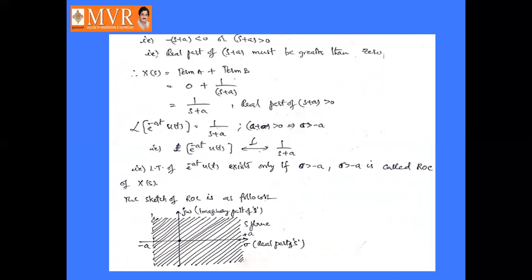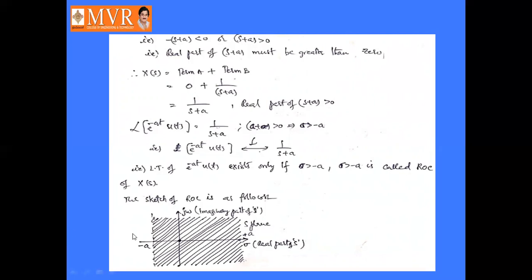If s plus a is greater than 0, that means s is greater than minus a, and the real part of s, that is sigma, is greater than minus a. Okay, so like this we can solve the problem, and also we have to draw the ROC, region of convergence, for this. So we'll take the S plane.